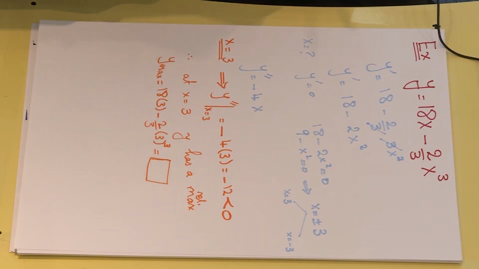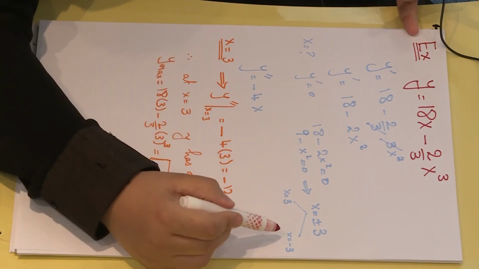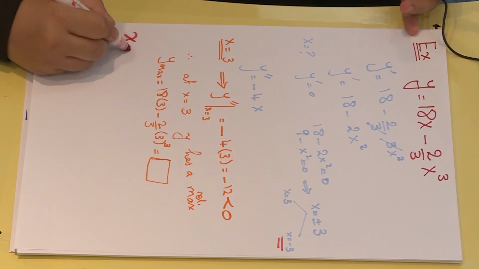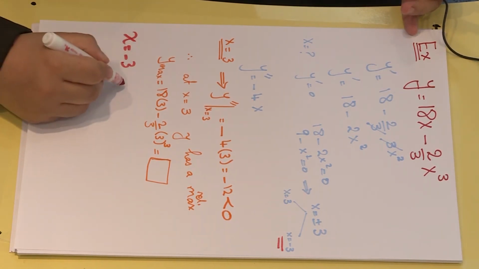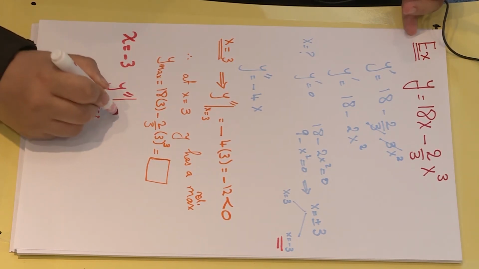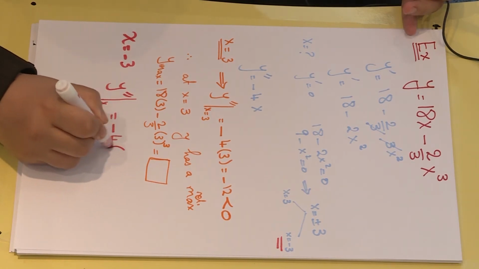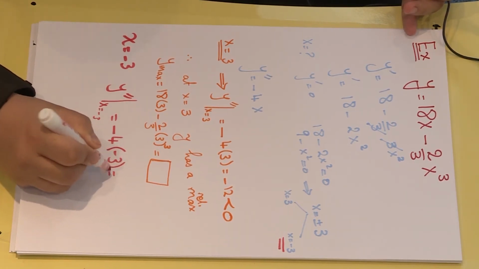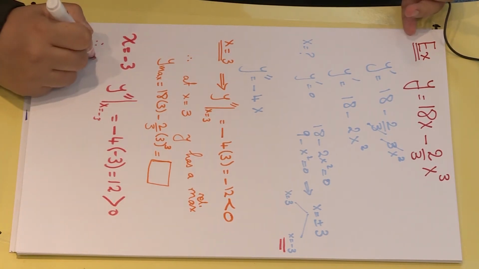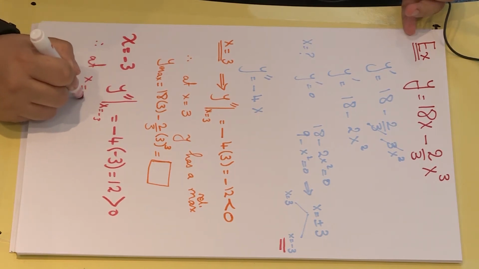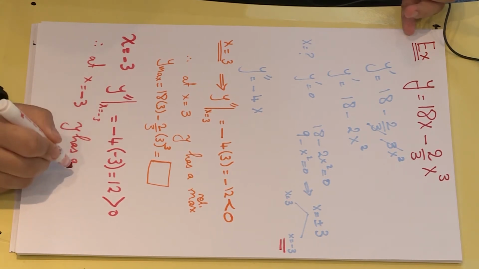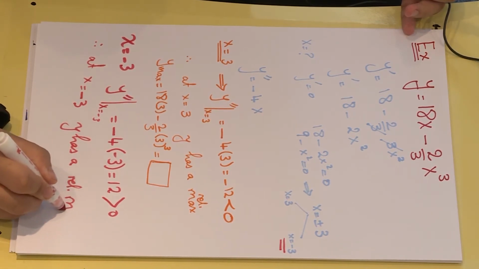Next, I take the other value of x, which is minus 3. At x equals minus 3, y double prime evaluated at x equals minus 3 is equal to minus 4 times minus 3. So this is 12. 12 is greater than 0. Therefore, at x equals minus 3, y has a relative minimum.